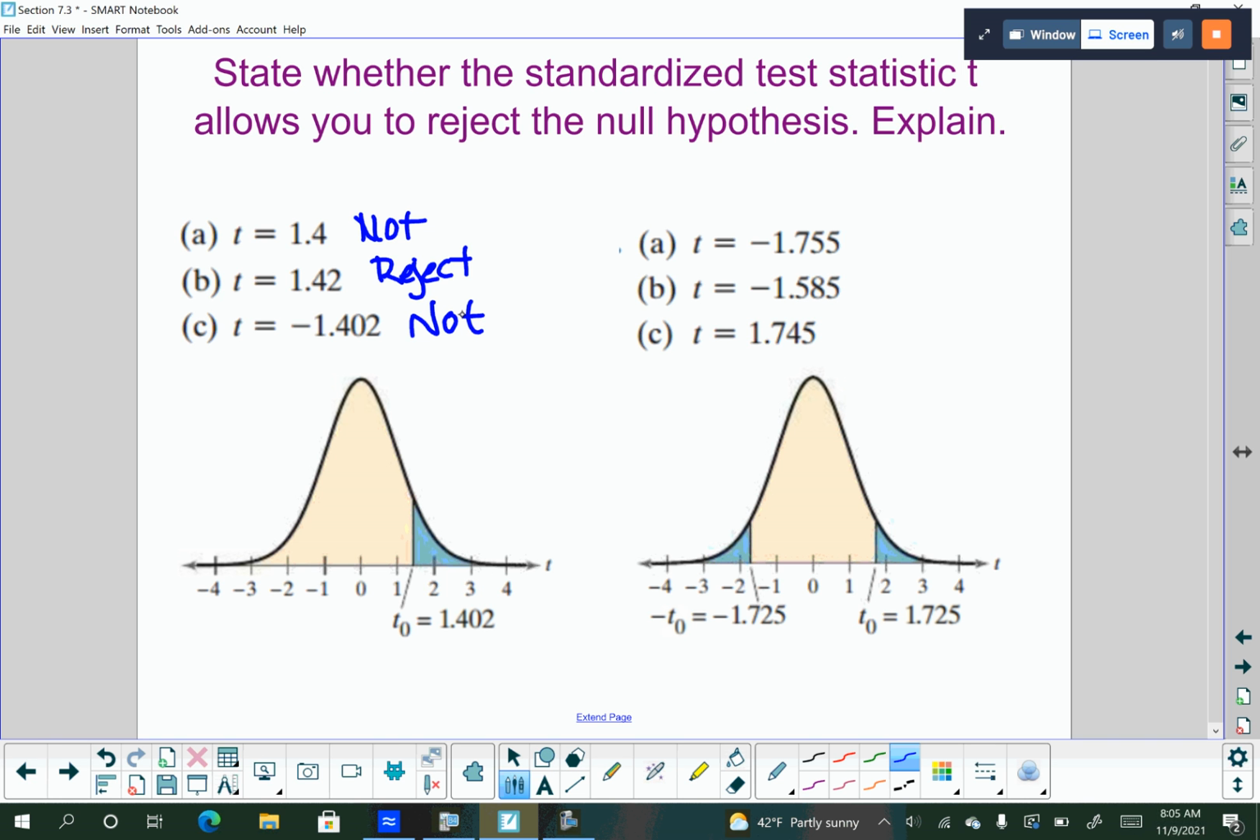Okay, the one on the right is a two-tailed test. Negative 1.755, is that in either rejection region, in either tail? It's going to be in the left tail. It is less than that critical value on the left, so we reject it. Negative 1.585. Do not reject. Good. It's going to be in the middle. And then 1.745. Reject.